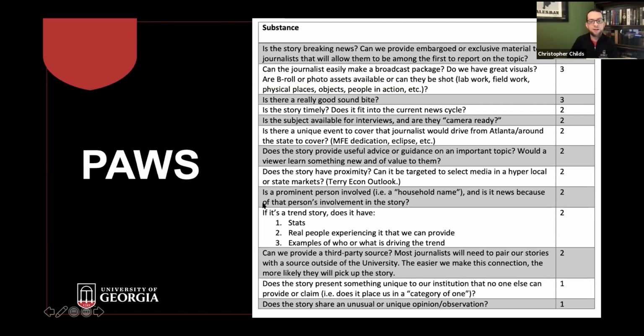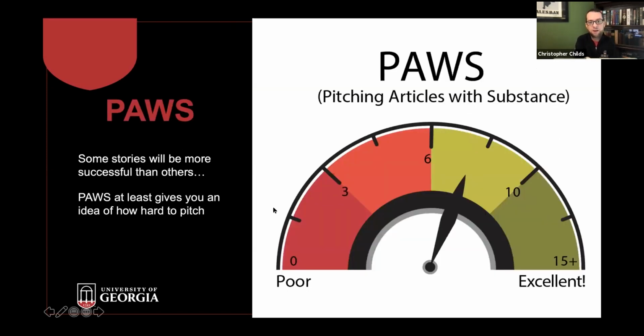And then you can go ahead to the next slide and I'll give you an idea. So here's the scale. Obviously, we're always going to have stories that aren't going to be great for broadcast. You could have something that rates a 0 on here and you still got to get it out to the news. But at least this gives you an indication of how successful it's going to be and how hard you're going to have to push. It also gives you an idea of, okay, I need to find more stuff to pitch with this story.